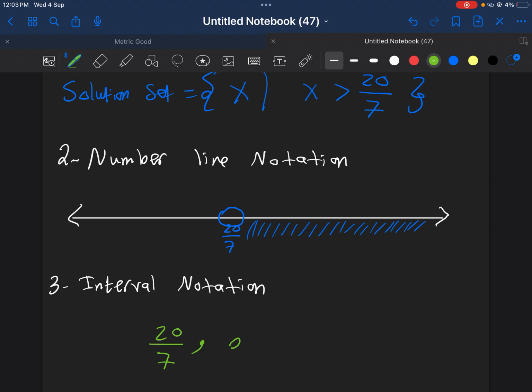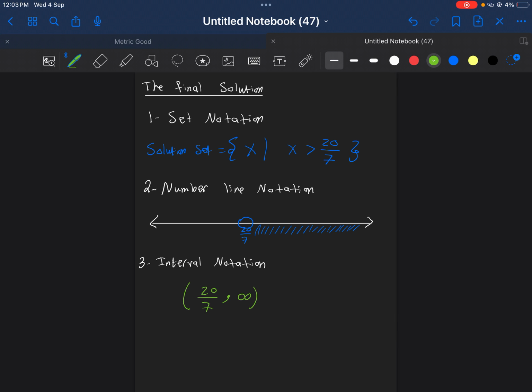Finally, the interval notation: we start from 20 over 7 and we end up at infinity. Of course, infinity is always open. Now, how about 20 over 7? Well, 20 over 7 is not included, so it will be an open bracket. And that's all the 3 solutions that we have.